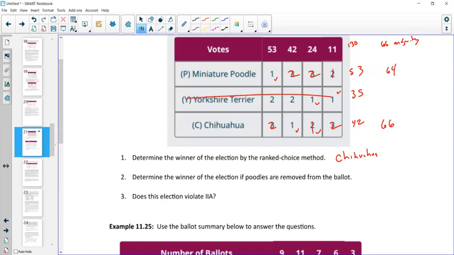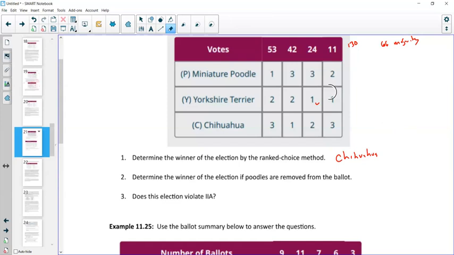Determine the winner of the election if poodles are removed from the ballot. And we still need a majority of 66. We're taking poodle away, so this becomes 1 and 2, and this becomes 2. So now we're looking at 53 plus 24 plus 11, which is 88, and then 42. So in this case, Yorkshire Terrier wins.